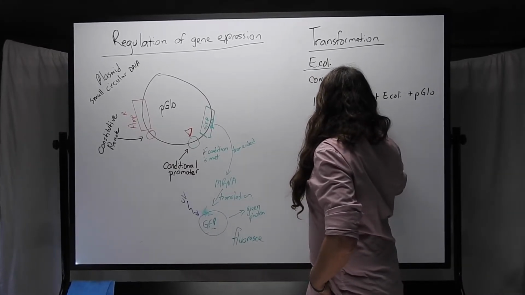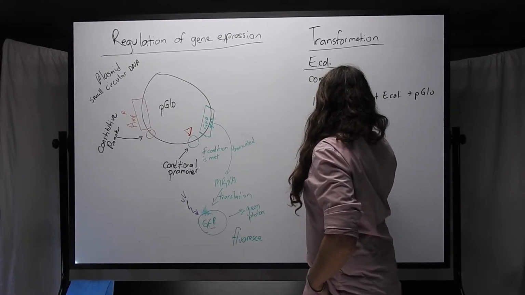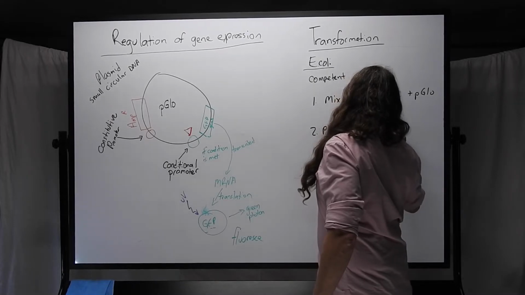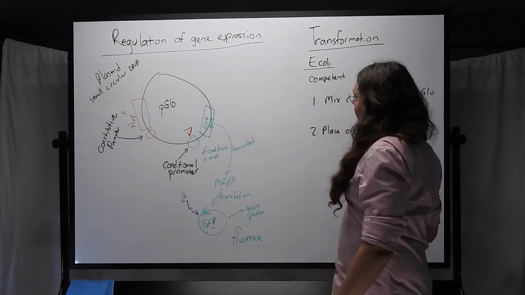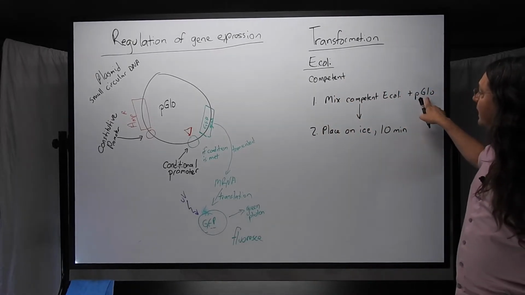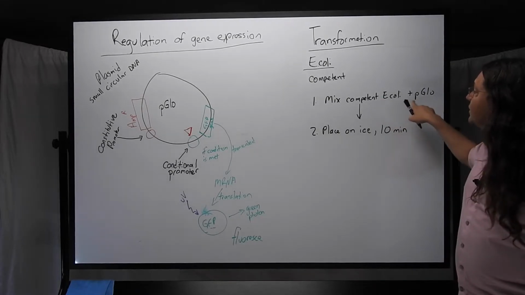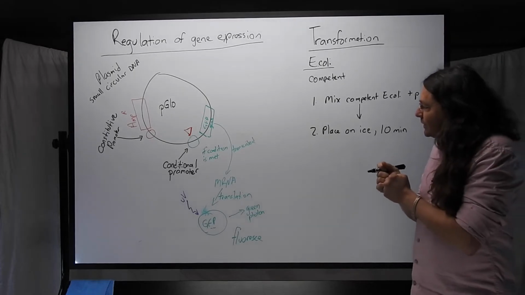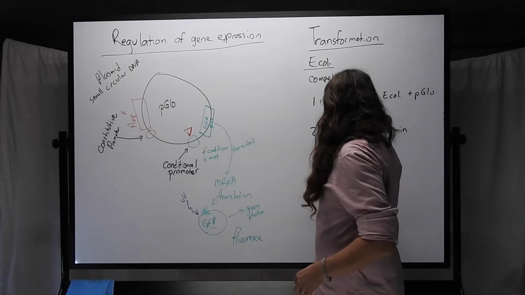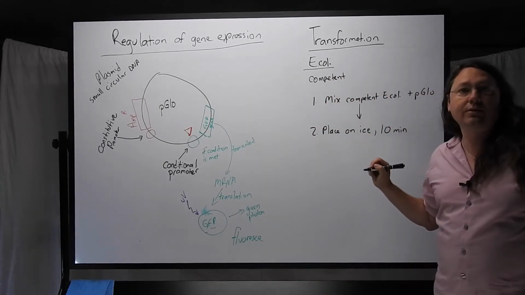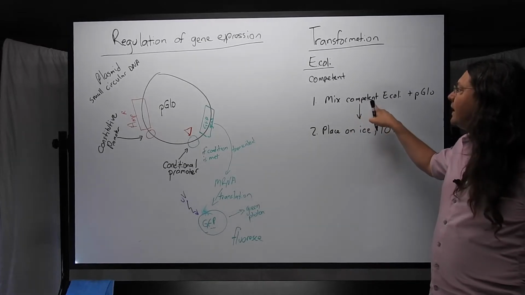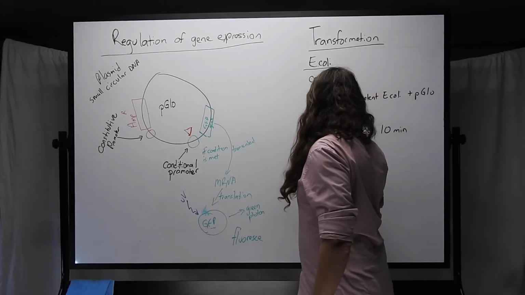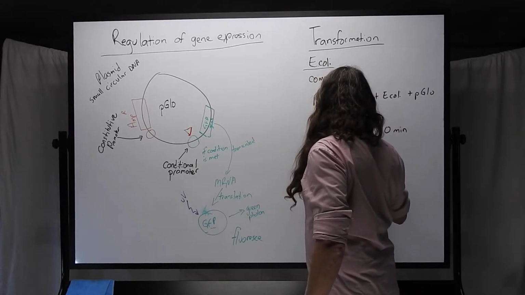So then we place on ice for 10 minutes. Okay, and this just simply gives the E. coli time for the plasmid to stick to it, so that the plasmid and the E. coli get together and stick to each other. And we keep them on ice because we don't want the cells to start dividing. If they divide, they're no longer competent. So everything is done on the cold until we're ready for the cells to divide.